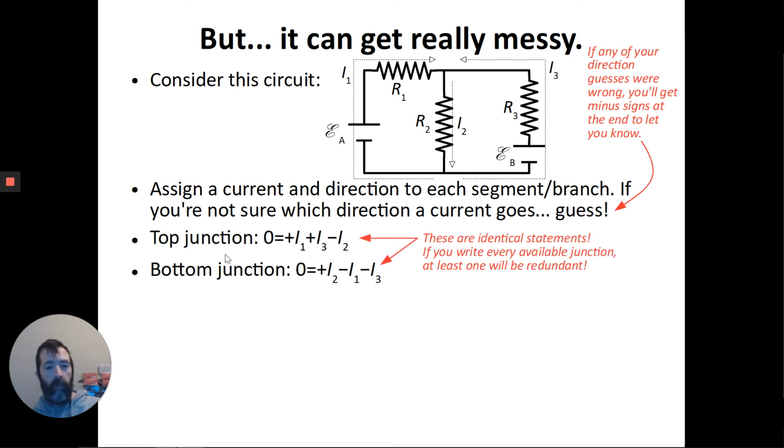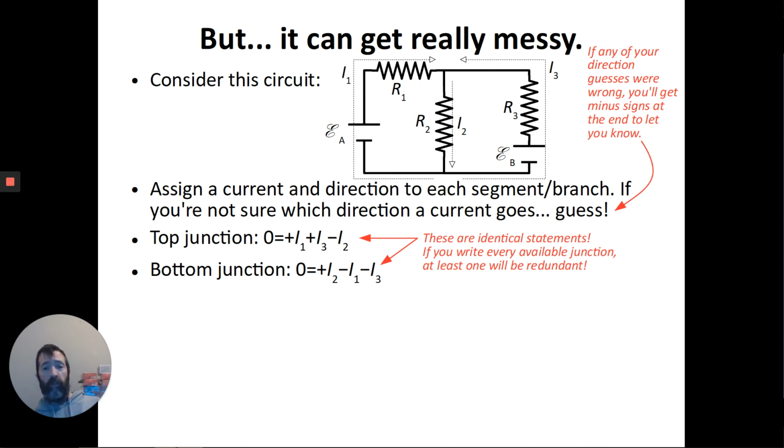So I'm going to start by writing my junctions. The top junction has current 1 and current 3 both coming in. That's up here. 1 and 3 come in, 2 goes out. So plus I1, plus I3, minus I2. And the bottom junction is the opposite. Plus I2, minus I1, minus I3. And notice these two equations say exactly the same thing. If you just multiply them by -1, you get the other one. So what that tells us, and this happens all the time, is that you don't actually have to write every single junction. At least one of them will be redundant.